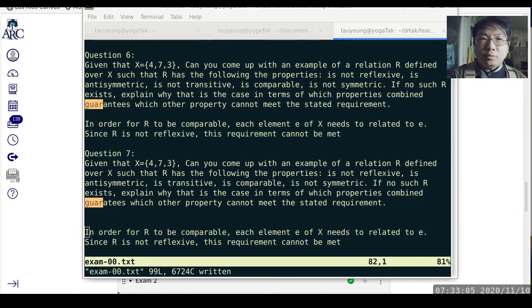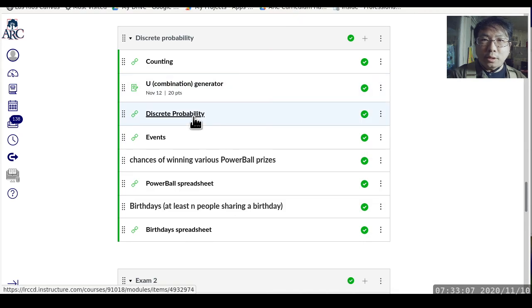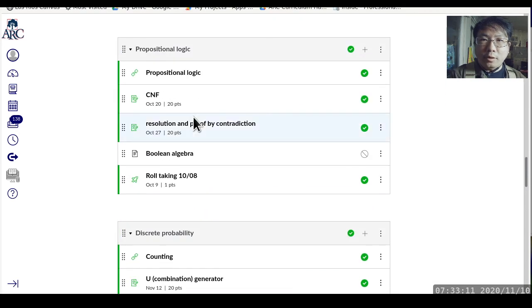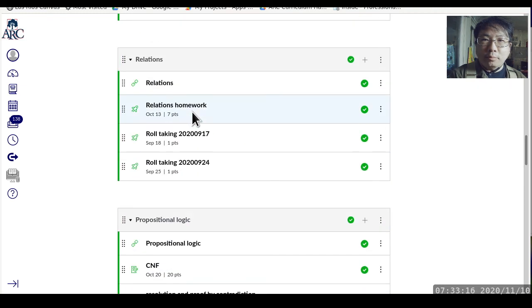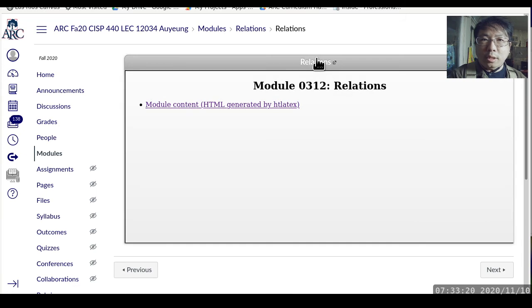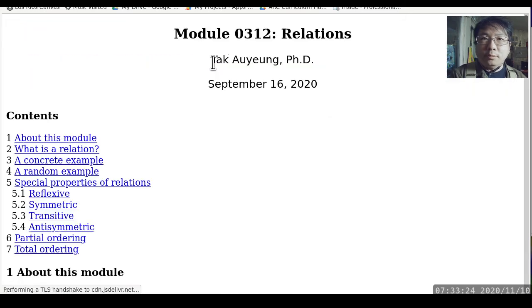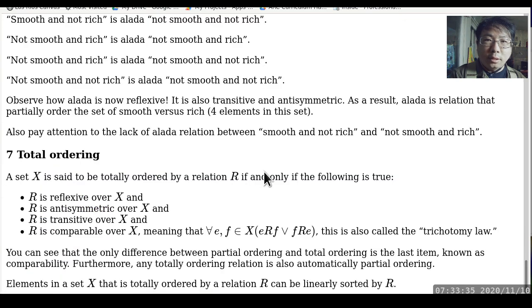I'm just going to check the definition, because I have a gnawing feeling that I might have contradicted my own interpretation of comparable. So let's go back to relations and check what comparable is. The test is open book and open notes, so if you have any questions like what I'm having right now, you can definitely go double check.